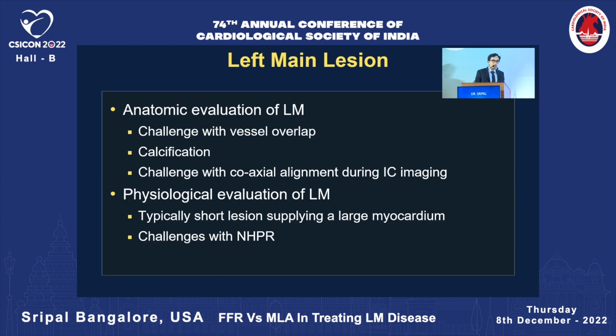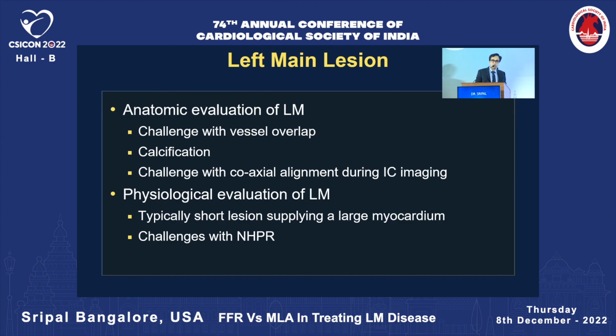So I think some of the challenges with left main disease are, if you look at anatomic evaluation for left main disease, there is a challenge because of vessel overlap. So sometimes even with the best possible extreme views, you may not be able to open up those bifurcations and see those ostia of the LAD and circumflex clearly. Of course, there are challenges with calcification. If you're doing intracoronary imaging, there are also challenges with the catheter not being coaxial, and that can cause problems with the evaluation of left main disease.